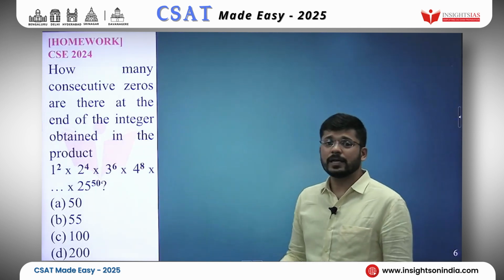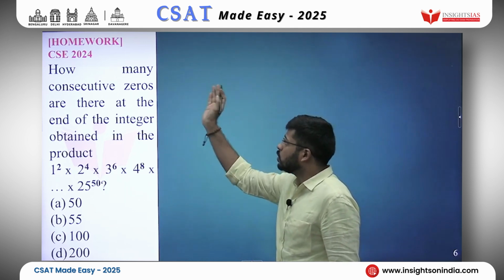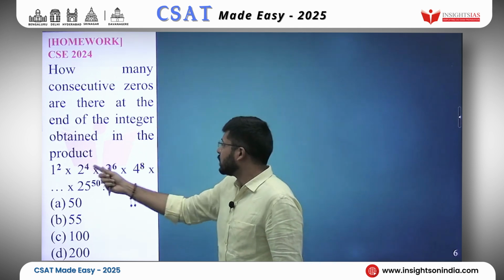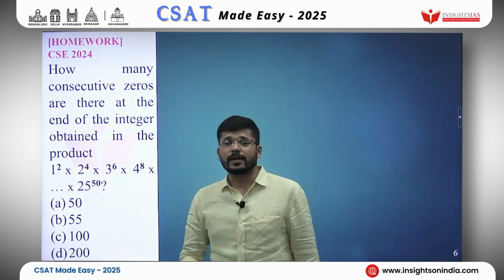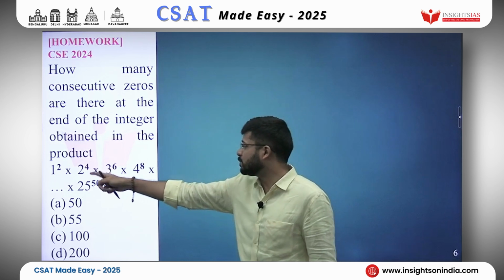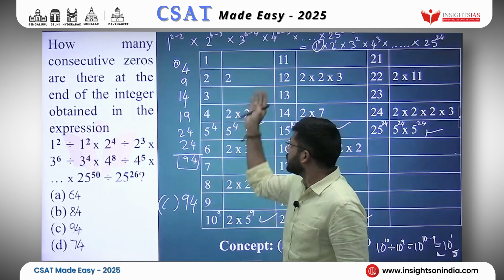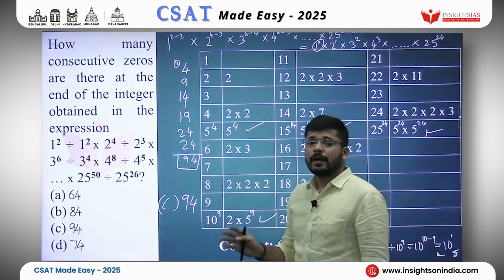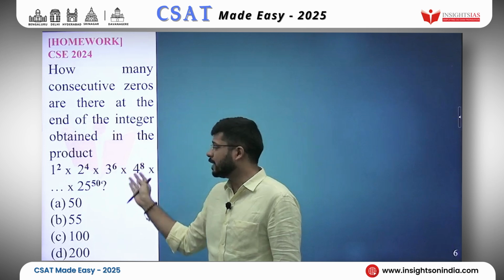This is your homework question. It was asked in the 24 CSAT paper. How many consecutive zeros are there at the end of the integer 1 square, 2 raised to 4, 3 raised to 6, 4 raised to 8, and 25 raised to 50? So each number is being raised to the double of itself. Use this concept and count the number of 5s, and that will give you the answer.